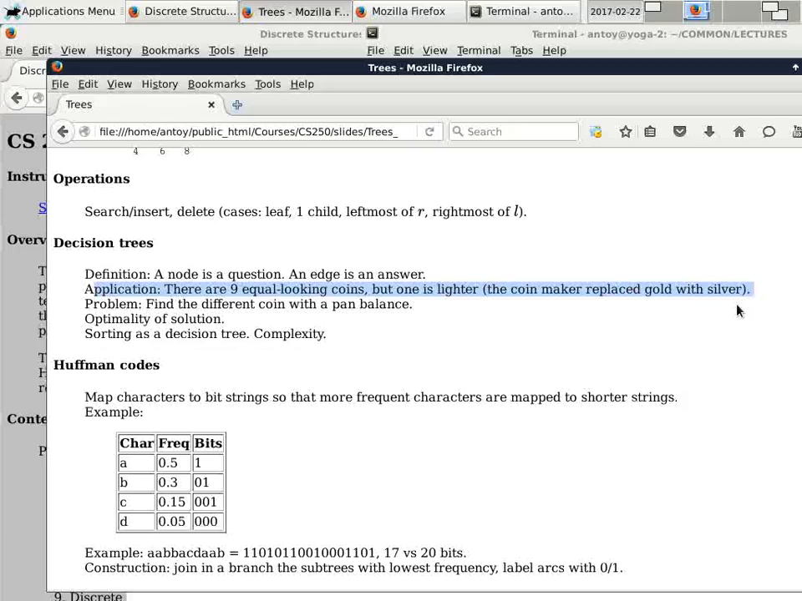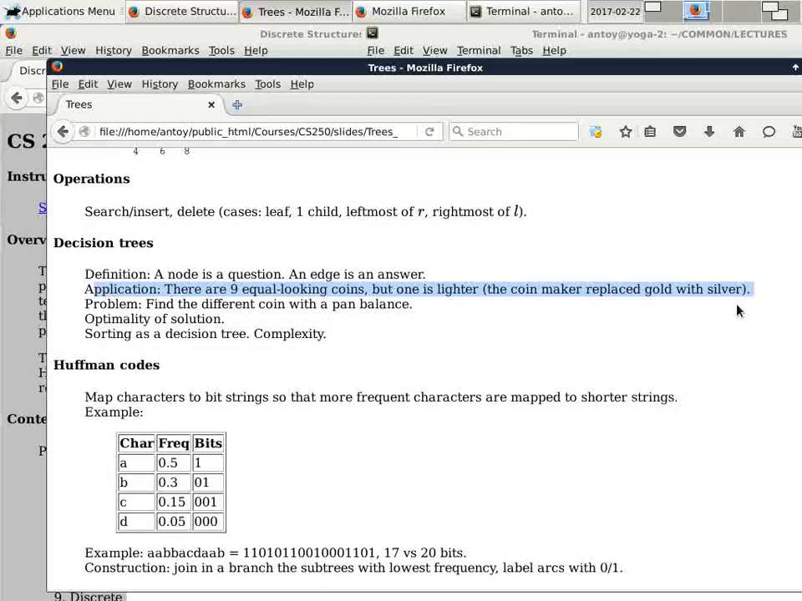And in order to do this, we use a decision tree. So this is an application of this. Do you have any idea how to do this? Yes? All right, so this is not a bad idea. Let's number the coins 1 to 9, right?